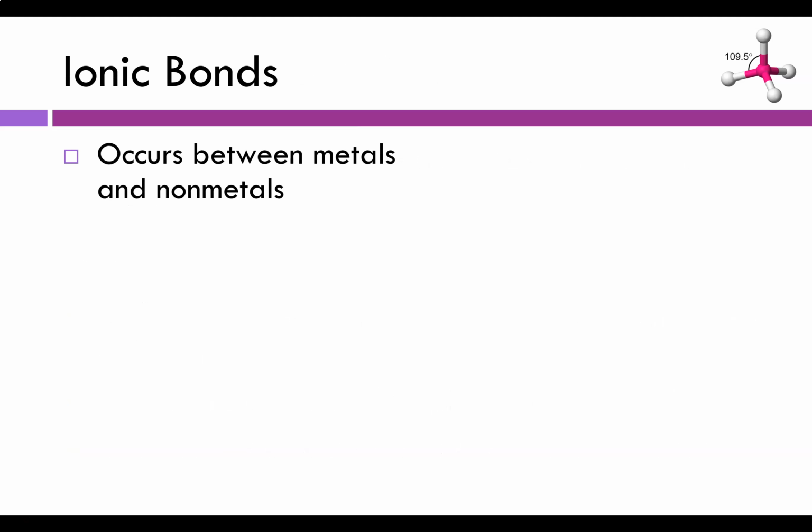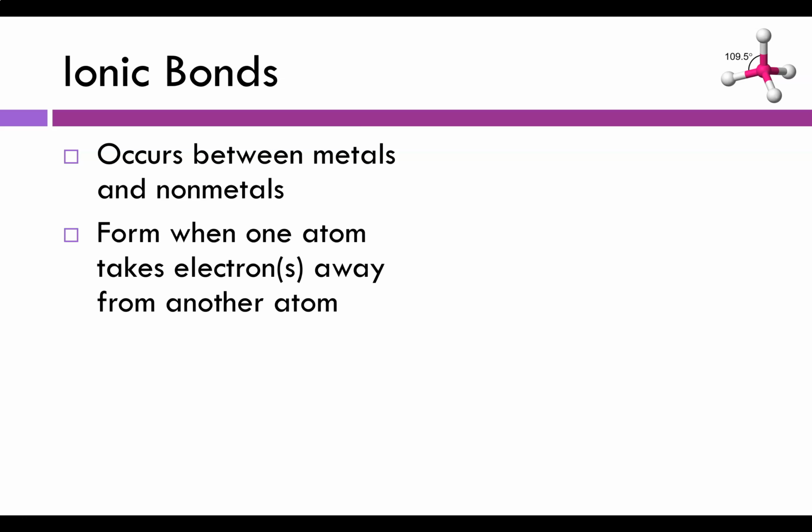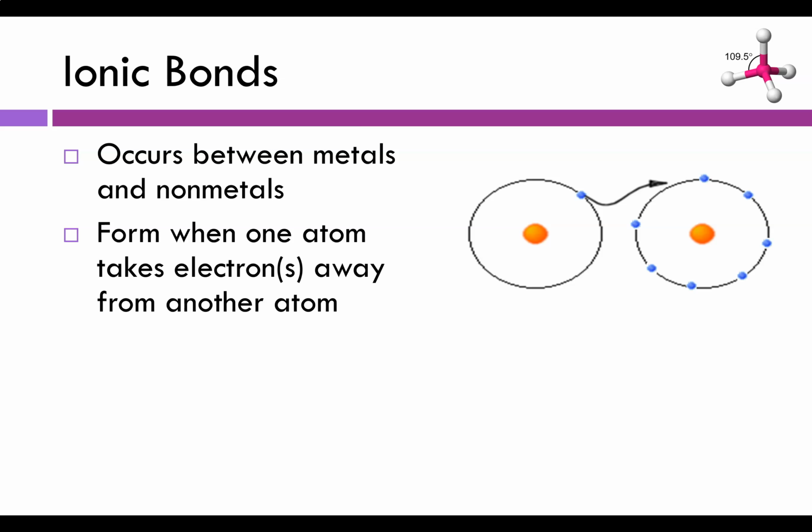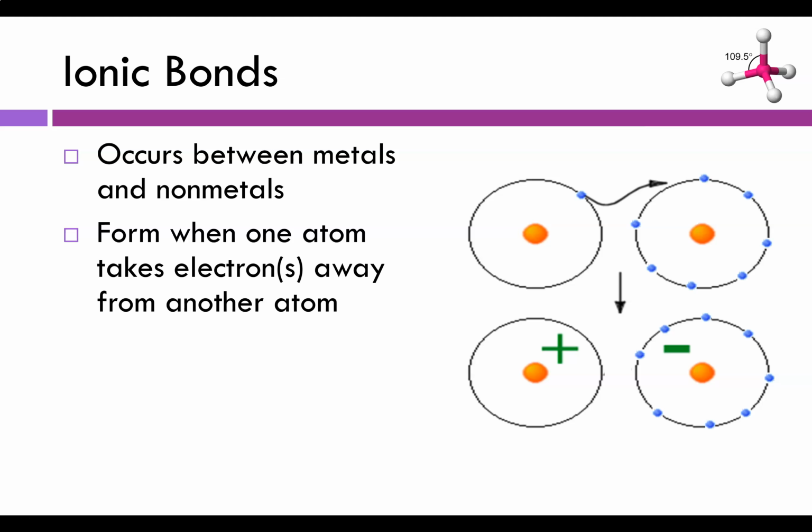Ionic bonds occur between metals and nonmetals. So when we take an element from the right side of the staircase and combine it with an element on the left side of the staircase, we end up with something that is primarily ionic in nature. This occurs because we have a transfer of electrons. We know that metals tend to lose electrons and become cations, and nonmetals tend to gain electrons to become anions. So really what happens is one of the electrons in the outermost shell of the metal gets transferred to the outermost shell of the nonmetal. That's going to lead to a positively and negatively charged ion.